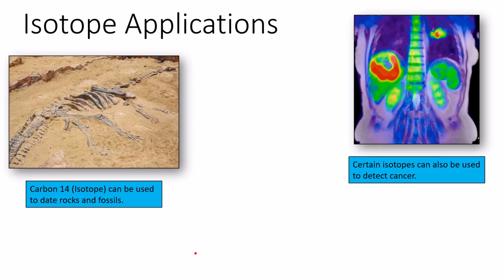We can use certain isotopes to detect cancer. Because isotopes are radioactive, we can use certain imaging techniques in order to identify where areas in the body might be that exhibit this particular radioactive signature. We can use those to detect cancer.